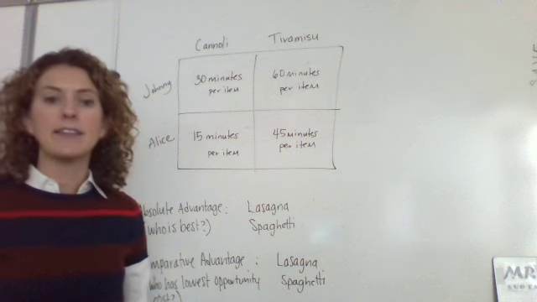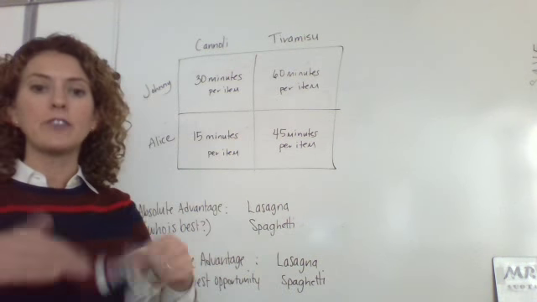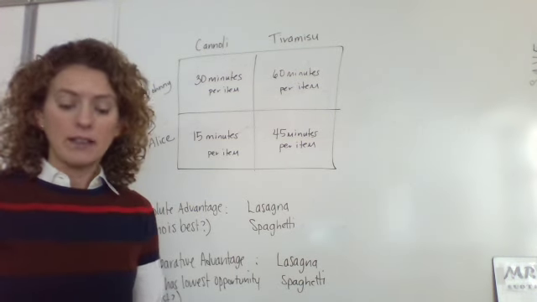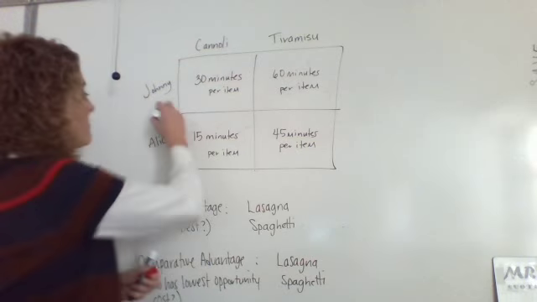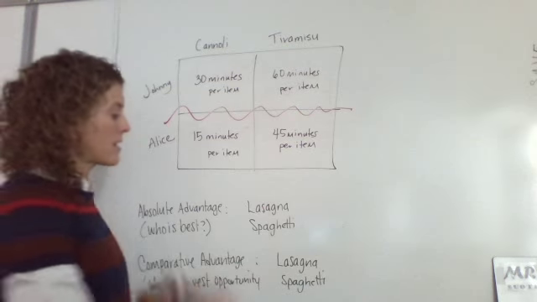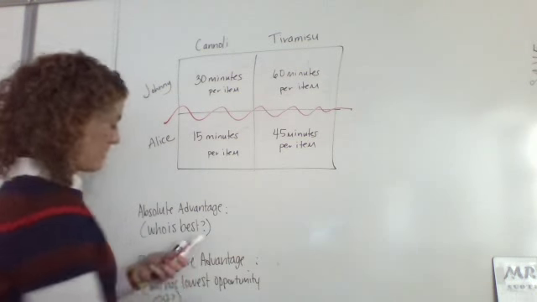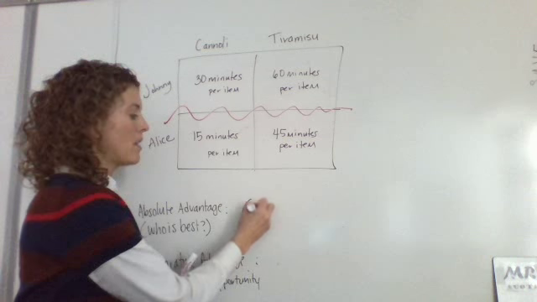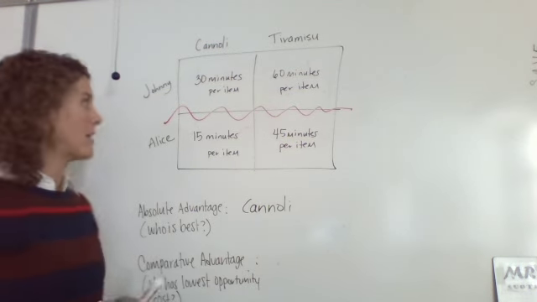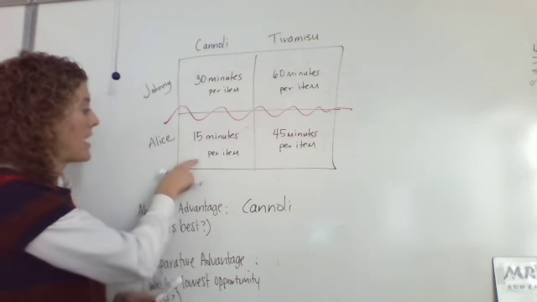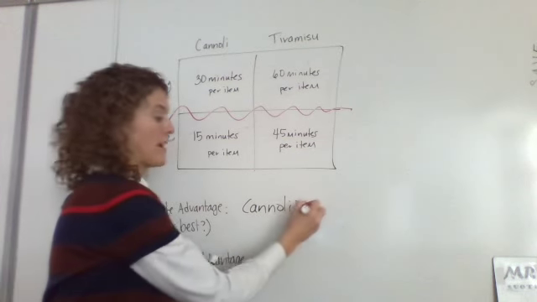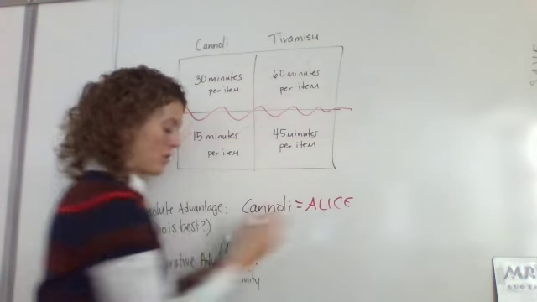Because it's the time that it takes to make one of these items, it's what's going into the production of one particular item. We call this an input problem. Let's put a line between our producers and let's compare to see who has the absolute advantage in making cannoli. The one who can make the cannoli the fastest is the one with the absolute advantage. It takes Johnny 30 minutes and it takes Alice 15 minutes. So Alice has the absolute advantage. She is the best at making cannoli.